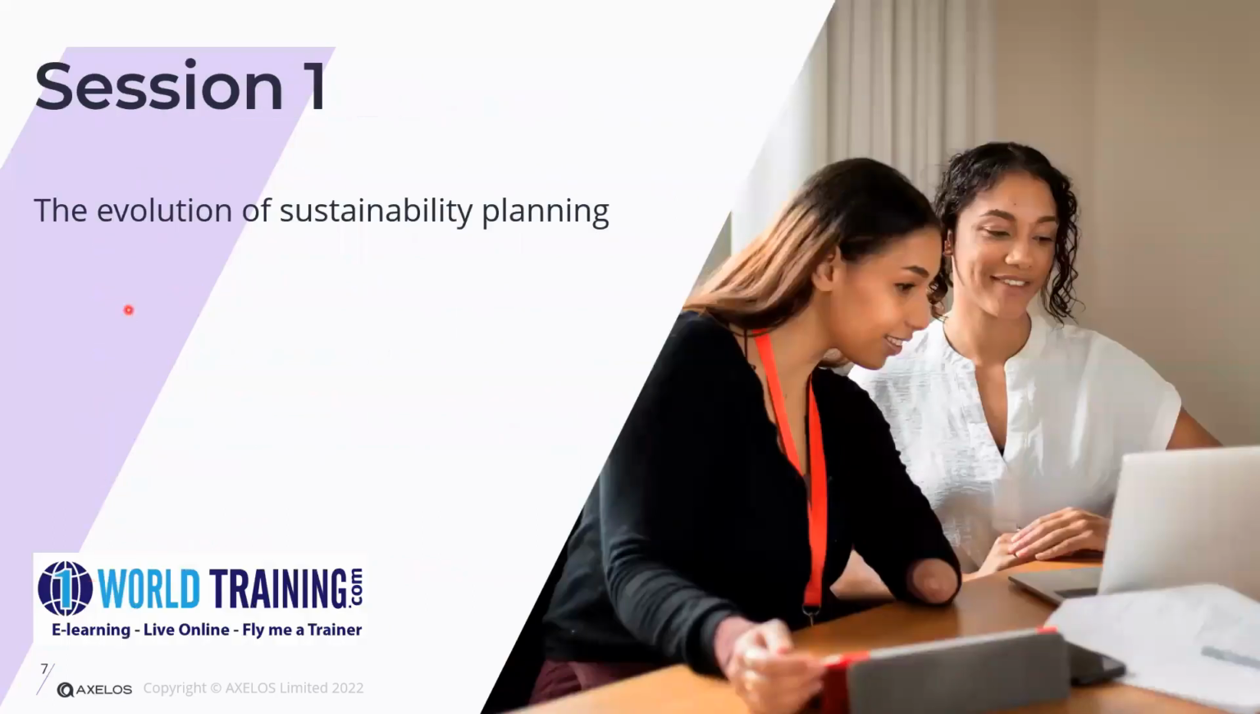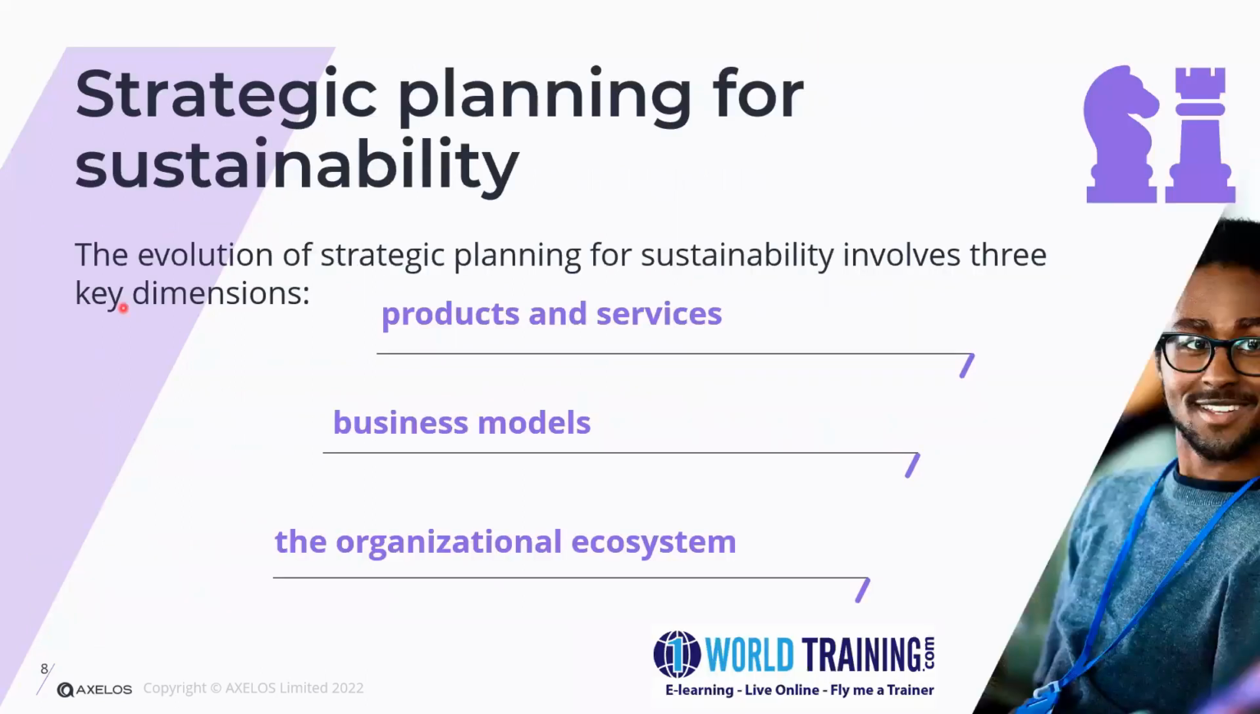Going to the topic of the evolution of sustainability planning. And we'll also understand what sustainability planning is. Strategic planning for sustainability. The evolution of strategic planning for sustainability involves 3 key dimensions: products and services, business models, and the organization ecosystem.